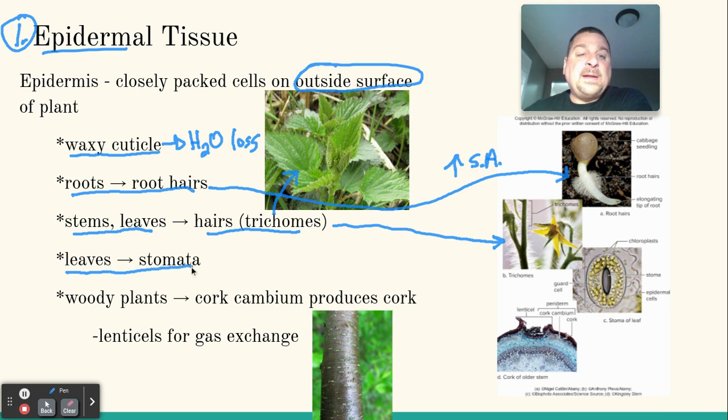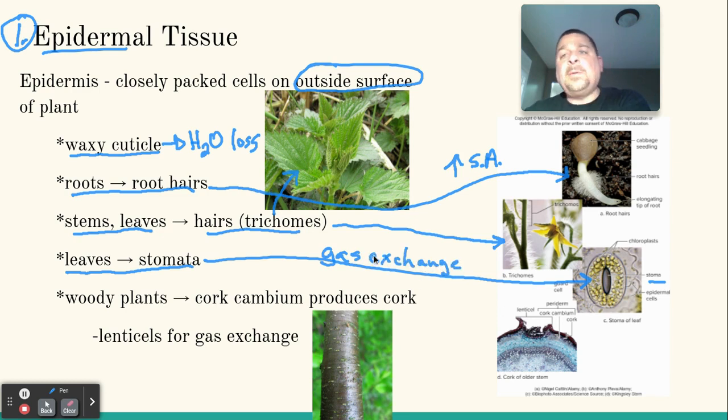Leaves, we've talked about in the photosynthesis chapter, have these two guard cells with the opening called the stomata or the stoma. This is where gas exchange is going to happen in the leaf, where you're taking in CO2 for photosynthesis and getting rid of the oxygen.